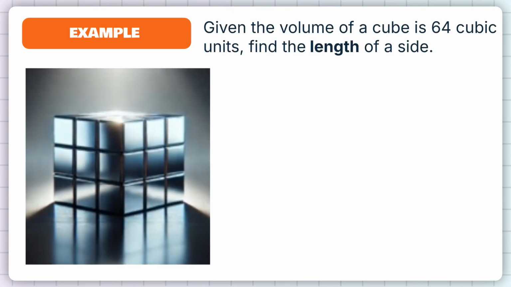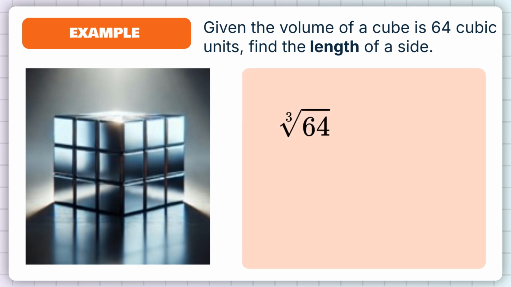Let's work through an example. Suppose you are given the volume of a cube and need to find the length of one of its sides. If the volume of the cube is 64 cubic units, we can determine the side length by finding the cube root of 64. So to find the cube root of 64, we need to ask, what number multiplied by itself twice gives us 64? Pause the video to see if you can work this out.